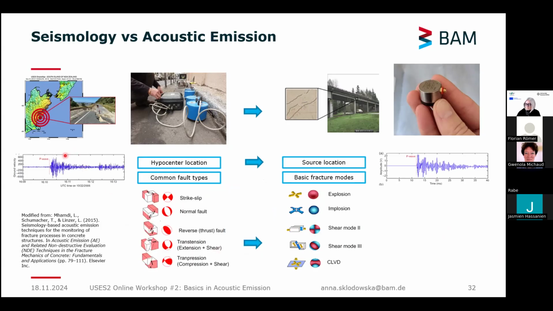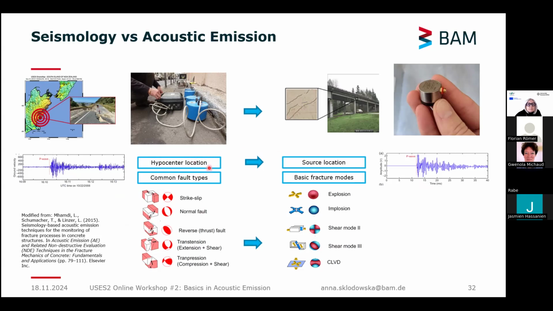What we also see is, for example, an example of a seismic wave recorded from an earthquake, and on the right you can see the acoustic emission wave. I don't know if this is very visible, but you can see that the time axis is different. We're talking here about seconds, and in acoustic emission we're operating with much smaller values. But what we're looking for inside is quite similar.